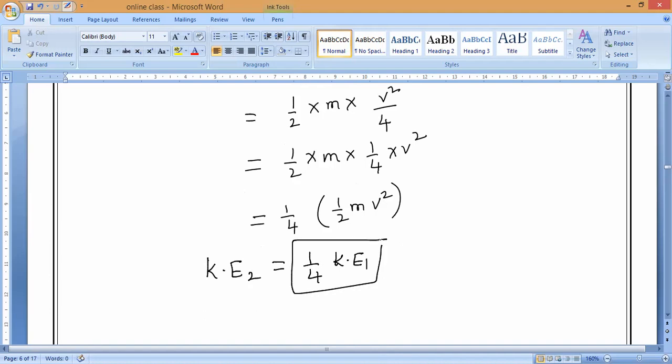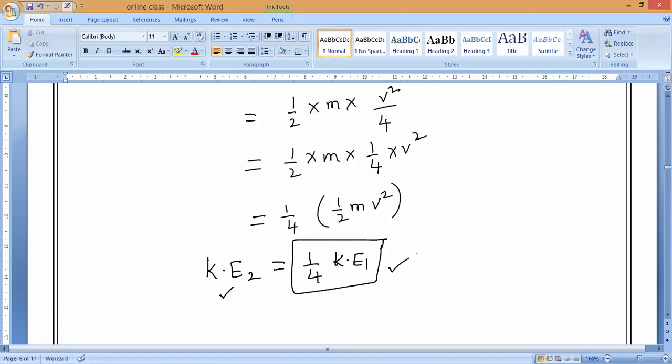So now you tell me, if the velocity becomes half, the kinetic energy decreases by what? 1 by 4 times. That is what I want to say. Don't say 4 times decreases; it means 1 by 4 times of KE1.